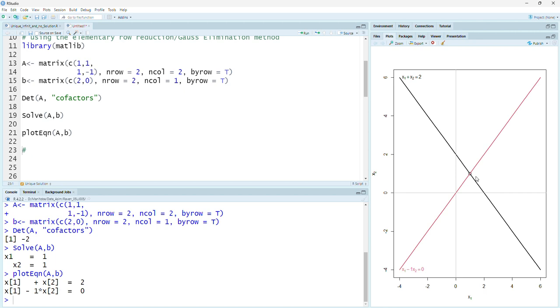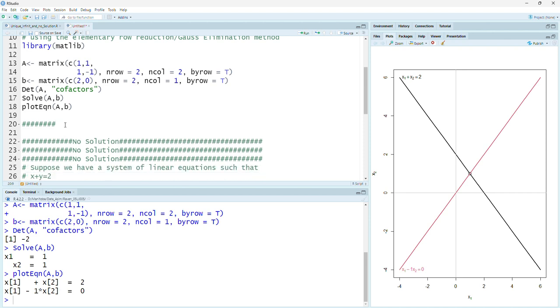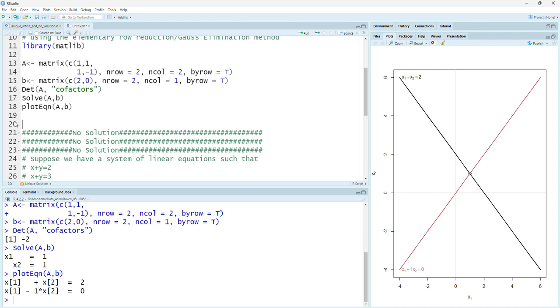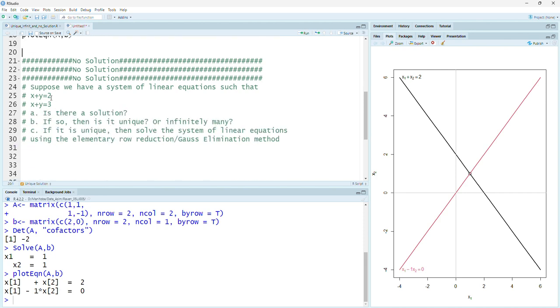All right. Now, our next point: if the determinant of A is equal to 0, then there are two possibilities. Either there are infinitely many solutions, or there is no solution. So let's take an example quickly. I copied and pasted here a problem with no solution. Suppose we have a system of linear equations such that x plus y is equal to 2 and x plus y is equal to 3.